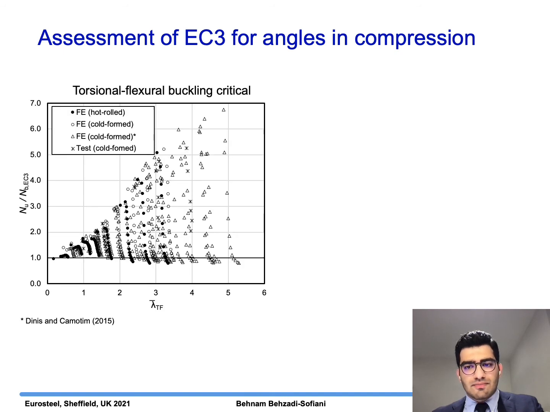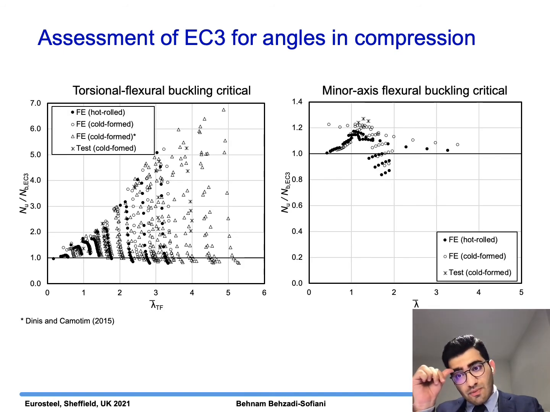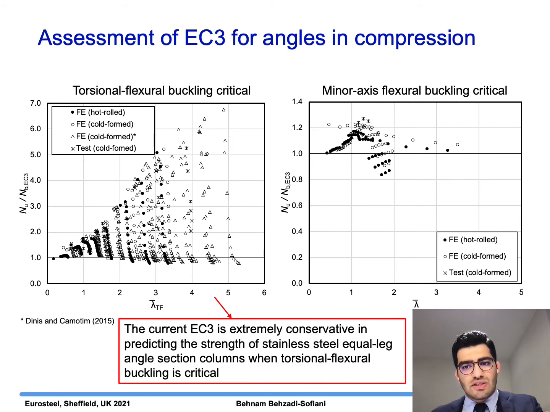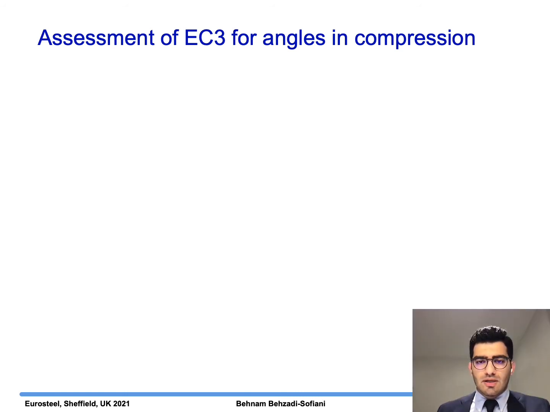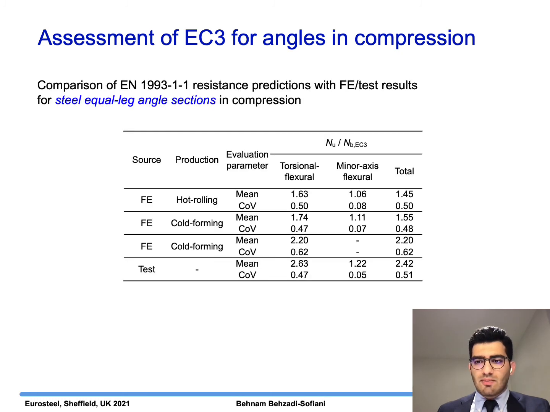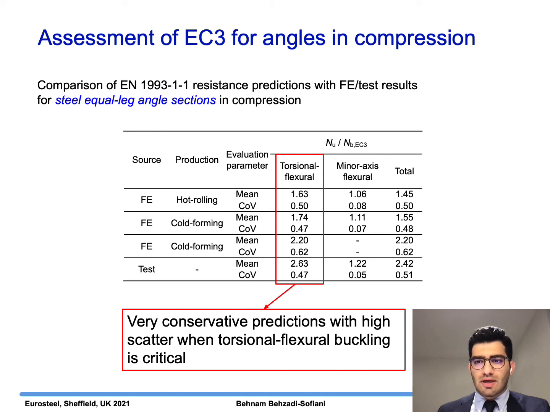Comparisons of the test and FE ultimate capacities with the resistances predicted by Eurocode 3 are presented in these figures. As it can be seen on the left figure, the current Eurocode 3 is extremely conservative in predicting the strength of steel equal leg angle section columns when torsional-flexural buckling is critical. This is due to the double accounting of the same buckling mode in the local and member buckling checks. Similar comparisons are presented in this table, where there is significant conservatism and high scatter when torsional-flexural buckling is critical.